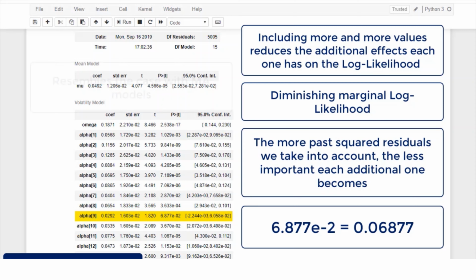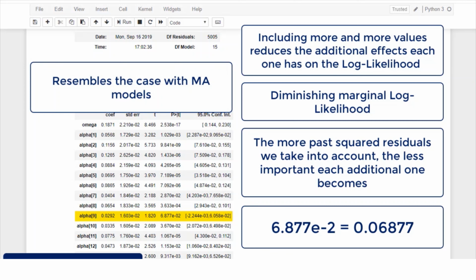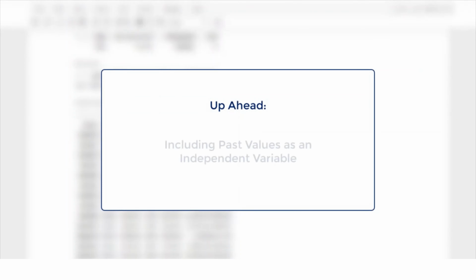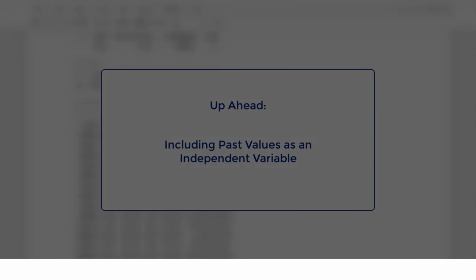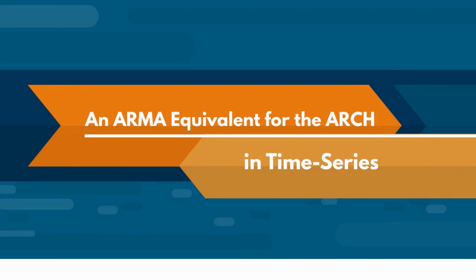Now, this somewhat resembles the case we had with MA models, where we just included more and more lags until we started getting non-significant coefficients. Well, we amended that case by also including past values as an independent variable. But can we do so here? The answer is yes, and we're going to find out why in the next lesson. Thanks for watching.